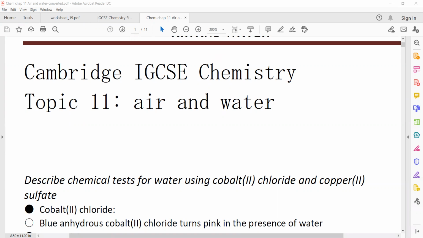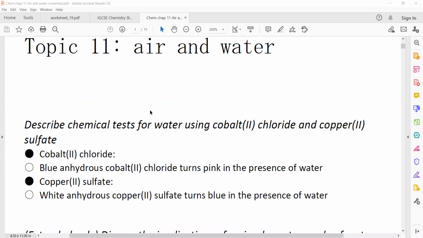Today we'll start a new chapter, which is about air and water. First, how we can test the presence of the water. The chemical test for water is what we can do.